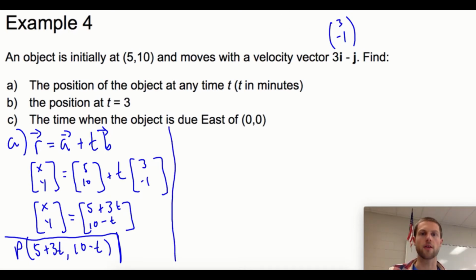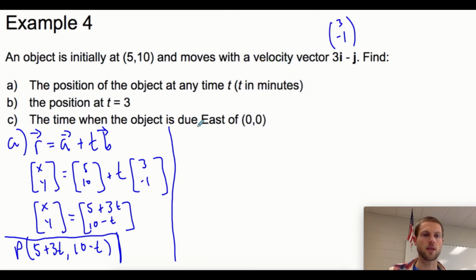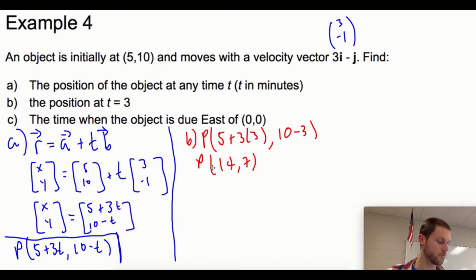So that's A. Let's talk about B. I want to find the position at t equals 3. Well, this is pretty straightforward since I just spent all that work finding the position at any time. So I'm going to take point P will be at (5 + 3 times 3, 10 - 3). And so the position will be at, what is that, (14, 7).